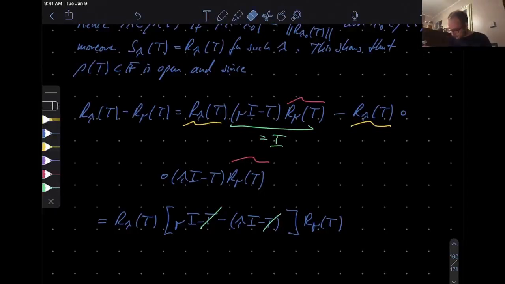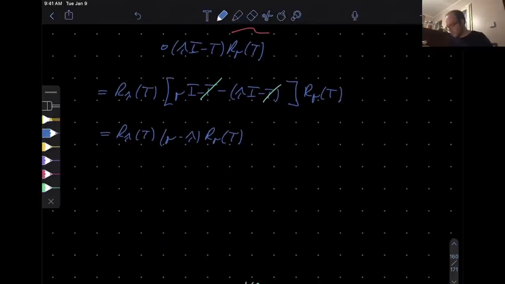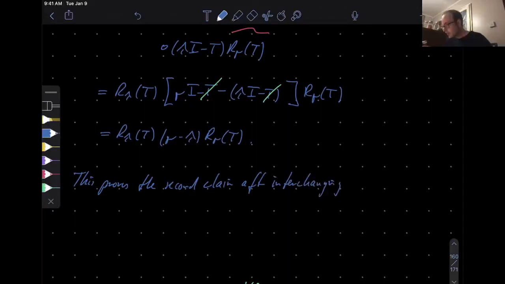This proves, let's write it here, R_λ(T) - R_μ(T) = (μ - λ) R_λ(T) R_μ(T). Okay, so this proves the second claim. There was this claim that these two resolvents commute, but I already explained why this is the case. This proves the second claim after interchanging λ with μ. That part you need to show, that they commute. Okay, all right, that's it.